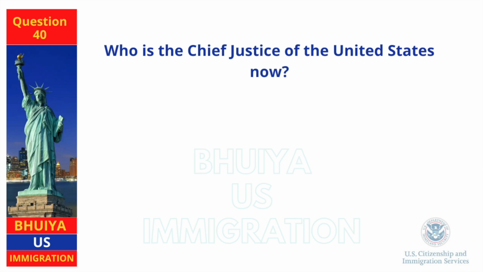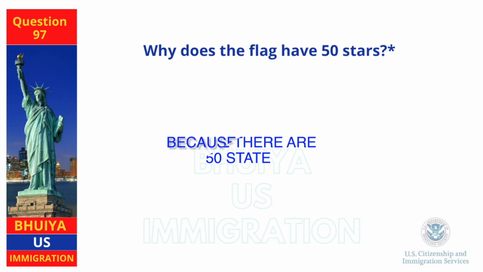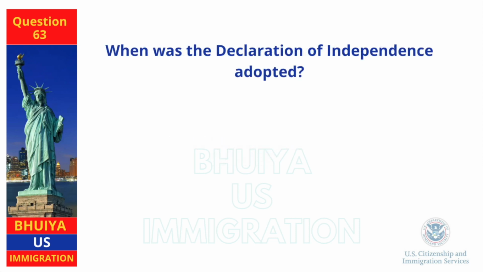Who is the Chief Justice of the United States now? John Roberts. Why does the flag have 50 stars? Because there are 50 states. When was the Declaration of Independence adopted? 4 July 1776.